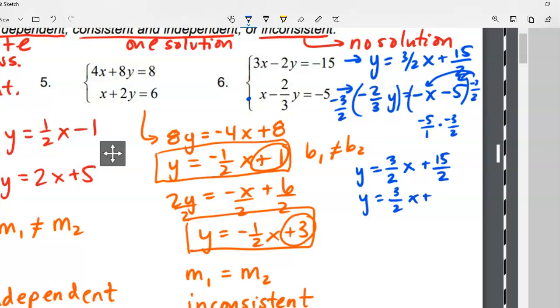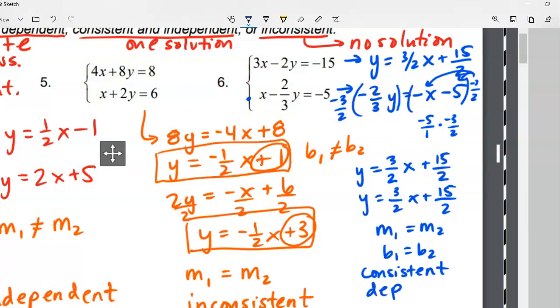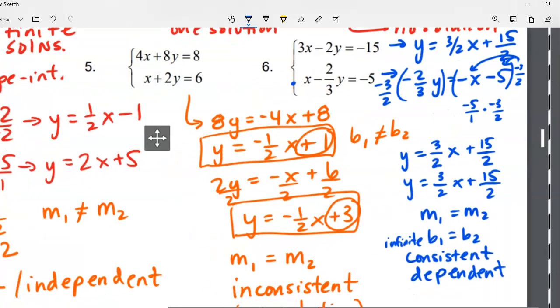I notice they are completely identical in every way, and their signs. So my M1 is equal to my M2. My B1 is equal to my B2. We are the same line, so therefore we would be consistent and dependent. And then I also would put dependent. I can't spell today. And then I would also say infinite solutions. All right, so guys, I'm going to cut it there at 25 minutes.